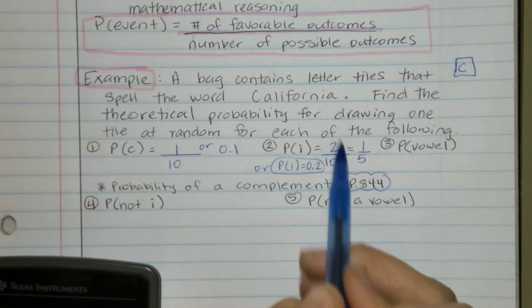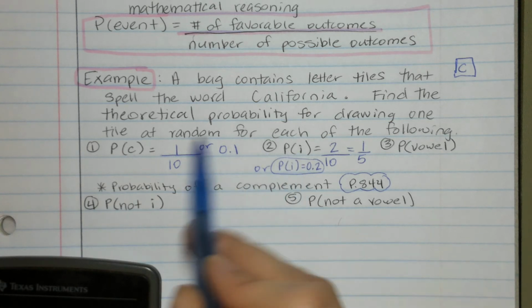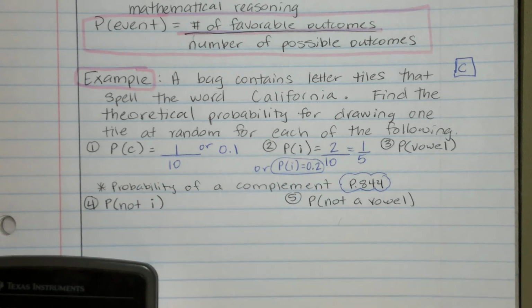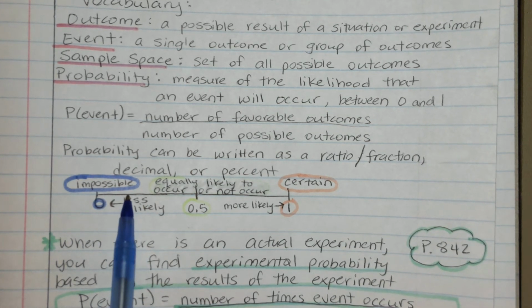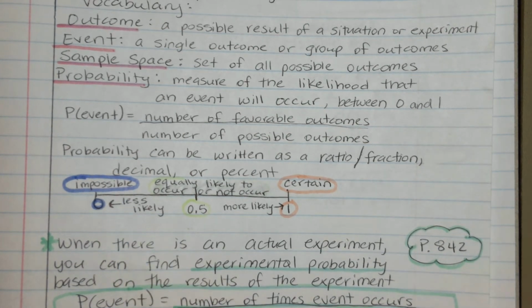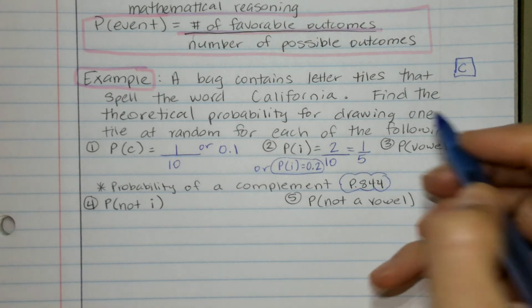All right, so that one is actually twice as likely. You're twice as likely to pick an I rather than a C. But 0.2, when you're thinking about how likely something is to happen, it's still in the less likely area. It's not very likely. All right, let's count up how many vowels there are for the next one.